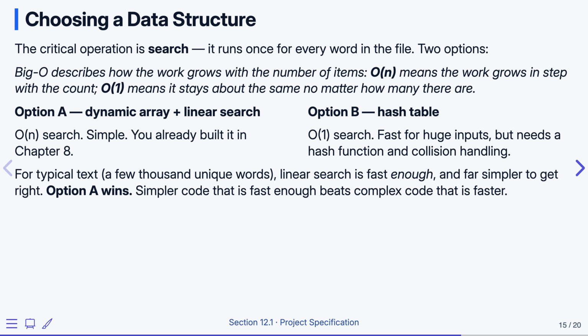For typical text, a few thousand unique words, linear search is fast enough and far simpler to get correct. Option A wins. Simpler code that is fast enough beats complex code that is faster.